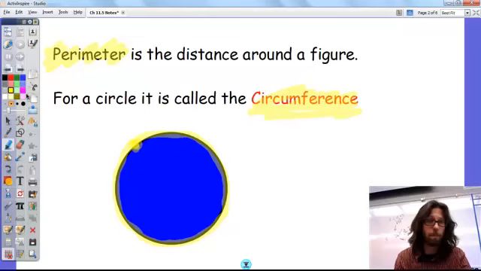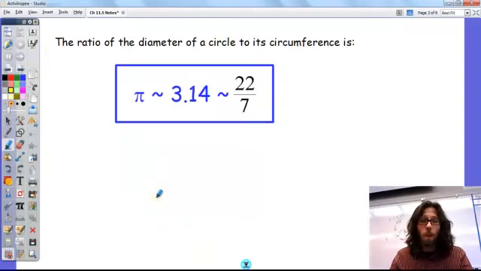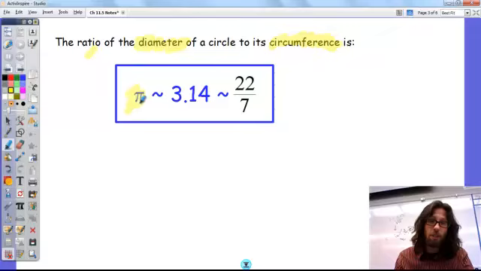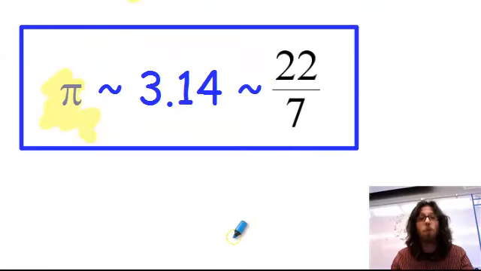Now, the ratio of the diameter of the circle to its circumference turns out to be this special number. And we actually just had Pi Day on March 14th, 3/14, and that's a really important number that you're going to have to know the approximation for. This symbol right here is the approximate symbol, and pi is approximately 3.14.